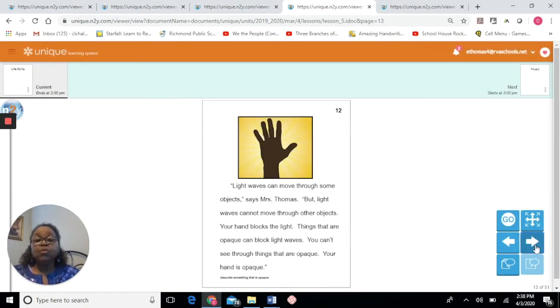Light waves can move through some objects, says Ms. Thomas, but light waves cannot move through other objects. Your hand blocks the light. The things that are opaque can block light waves. You can't see through things that are opaque. Your hand is opaque.